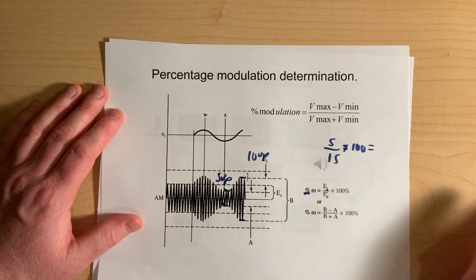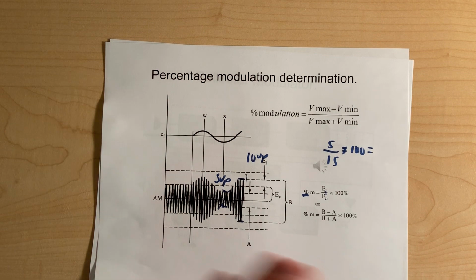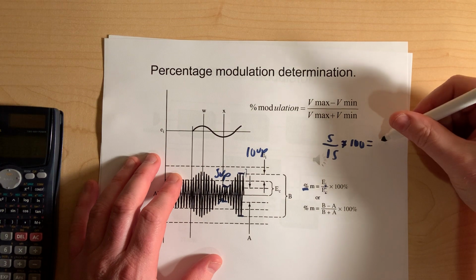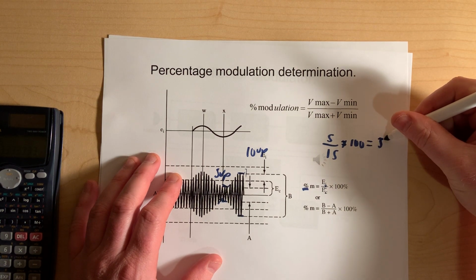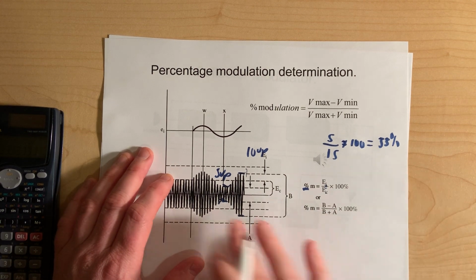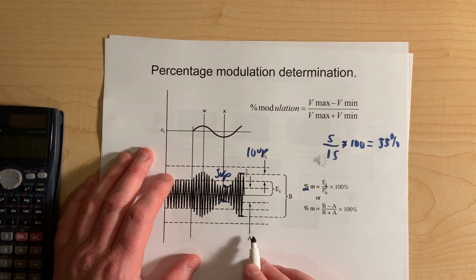Percentage of modulation it is. Okay, so I'll just get my calculator real quick. You can see if I grab this, it's 5 divided by 15, right? We're talking about 33, right? So this guy just so happens to be 33.3, we'll just say 33% modulation. Okay, so that's how we calculate the modulation.